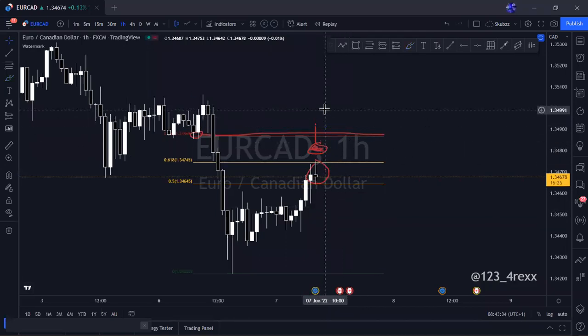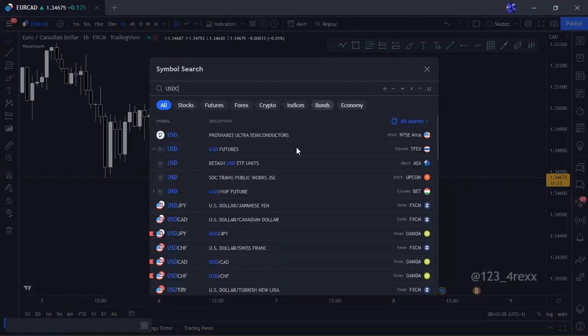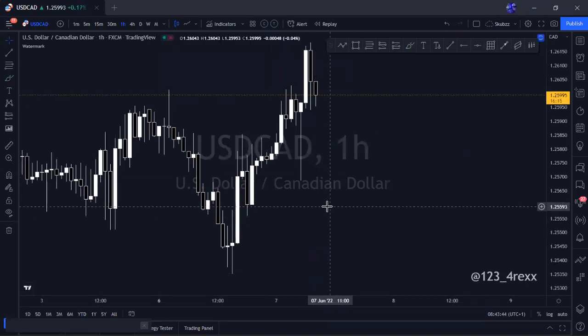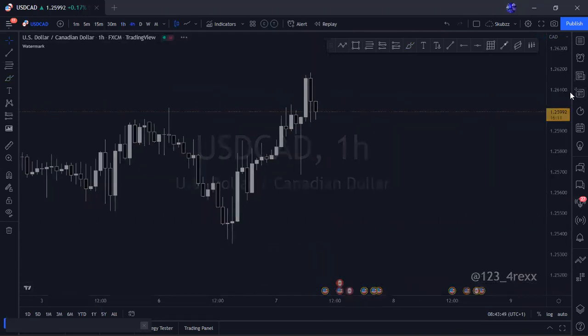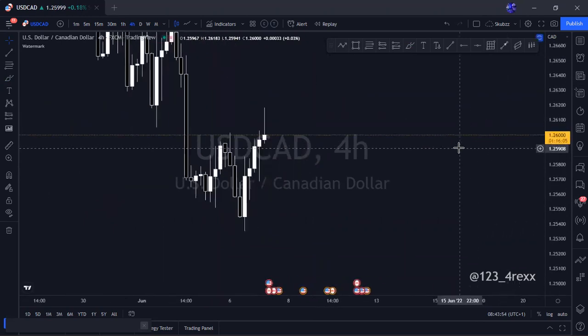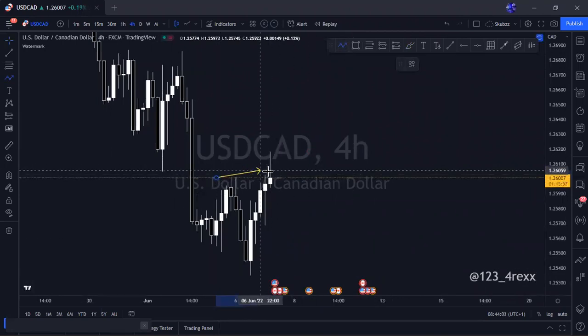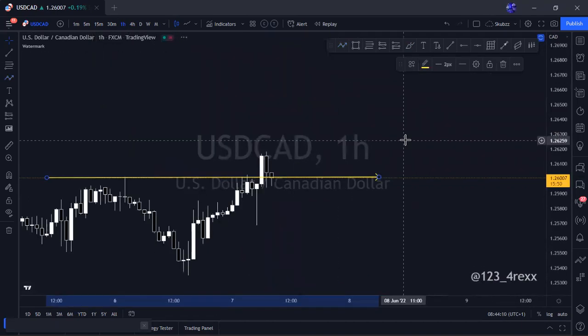Someone said USD card. Let's see. USD card is pretty rough. Let's take a look at it for a bit. It's a long week. We're bearish on the directional time frame. We're still bearish. We've not clearly broken this high. The candlestick has not closed above yet, so we're still bearish.